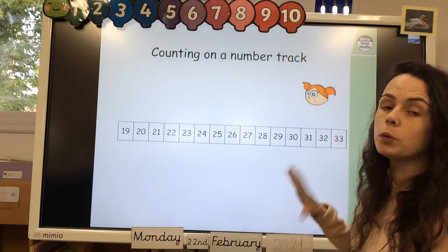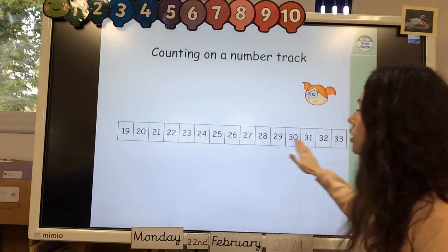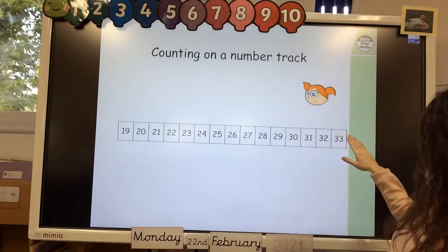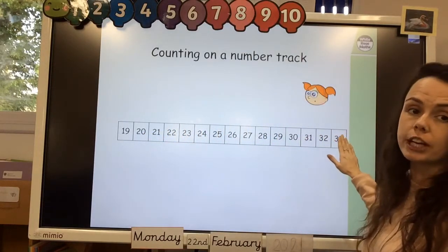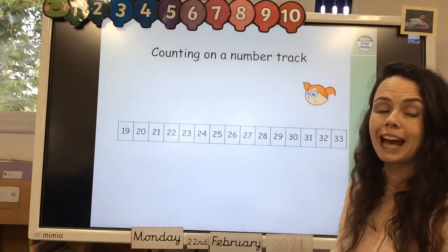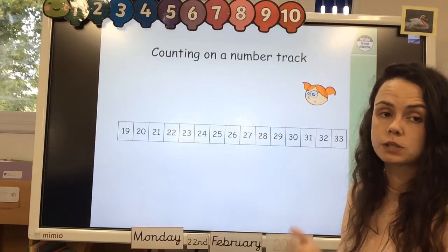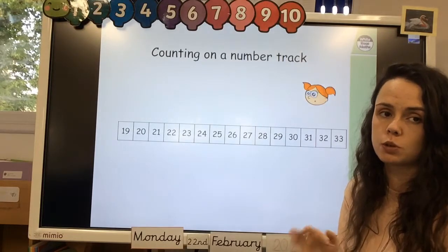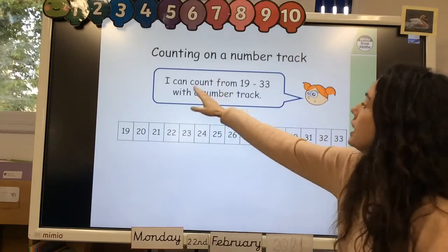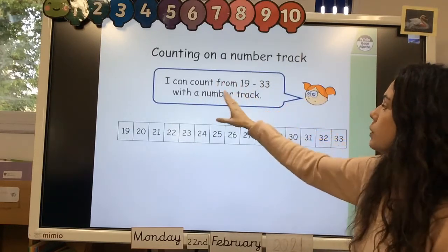So, what we've got here is a number track or a number line, and this is from 19 all the way up to 33. 19 to 33. You don't have a number track or number line at home that goes up this high, so you're going to continue to use your number square. But here, I can count from 19 to 33 with a number track.